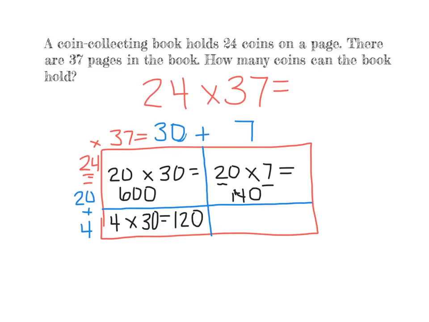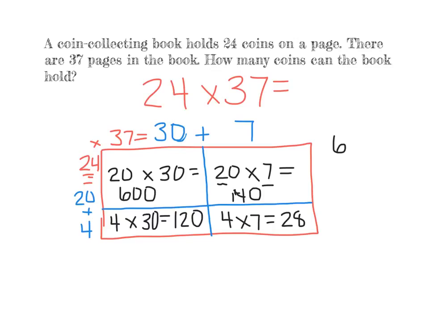The last section I'm going to multiply is my bottom right section, and I'm going to multiply the ones with the ones. So 4 times 7. So I'm going to write 4 times 7 equals 28. Now that I have multiplied all my sections, I'm going to add each of my sections.